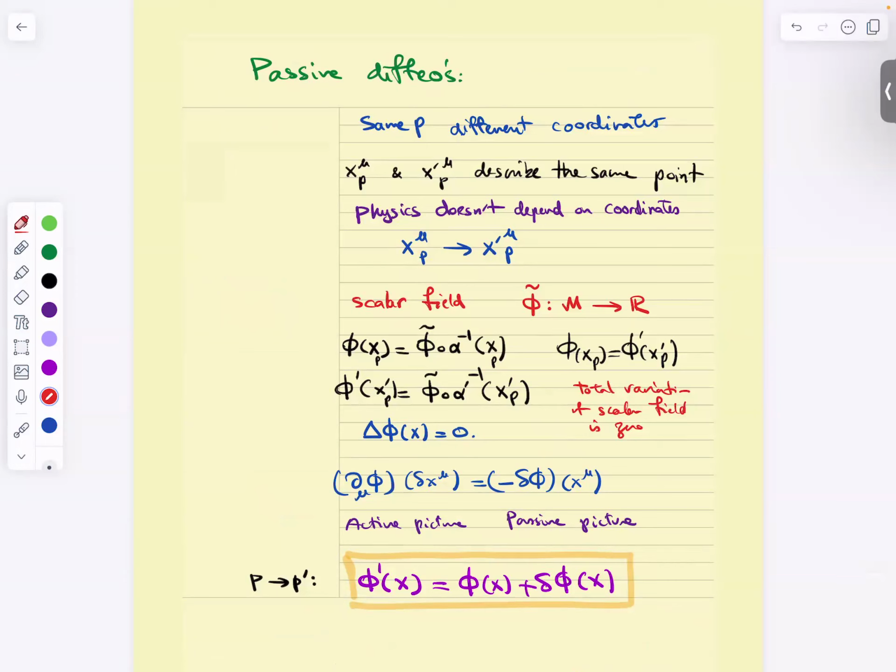Now, what is the passive picture? It's the same P, different coordinates. Now I'm talking about x mu of P and x prime mu of P, describing the same point. The physics should not depend on coordinates. All right, so let's go back to what we had. Phi tilde is my field. I can talk about phi of x of P, which is phi tilde composed with alpha minus 1. Or I can talk about phi prime of x prime of P, which is phi tilde composed with x prime alpha prime.